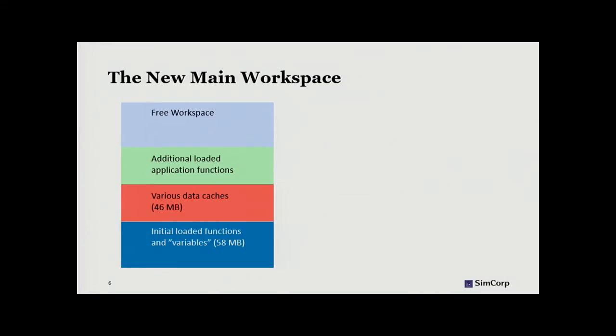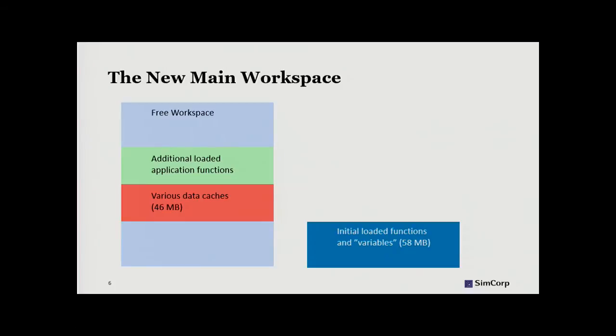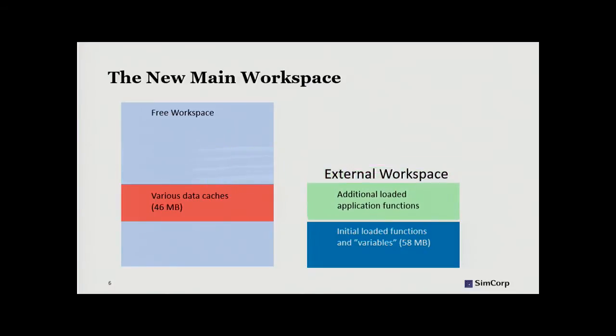So what could we do to try and make this free workspace a little bit bigger? We could try out this new concept with external workspace. One approach could be just to take the initial workspace and put it out in an external workspace and then load it via these new I-beams. Another thing could be actually to take all our functions, all 73,000 functions, and put them into one major workspace.